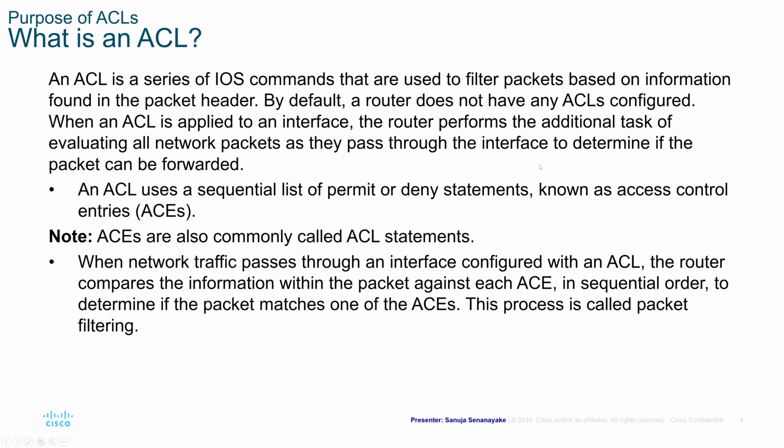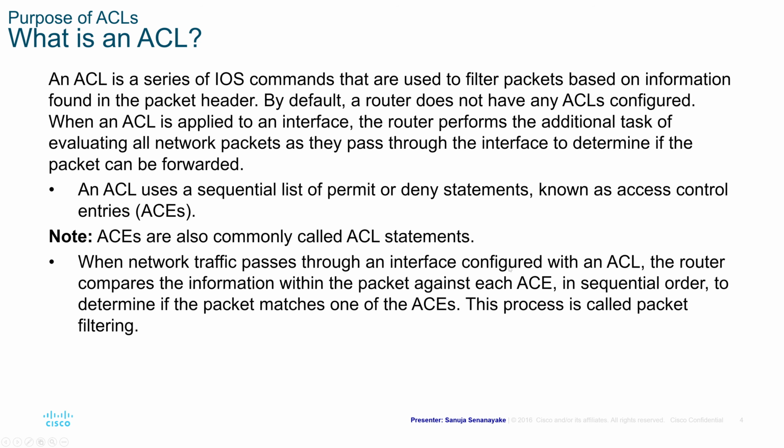And ACLs always process those statements, known as the access control entries, in sequential order. So when a packet comes into a router with an ACL configured, it's going to use ACL packet filtering using the packet header, and it goes through a sequential list of permit or deny statements to see if this packet needs to be discarded or passed through a certain interface in a certain way, based on the configuration that you set up in the ACL.